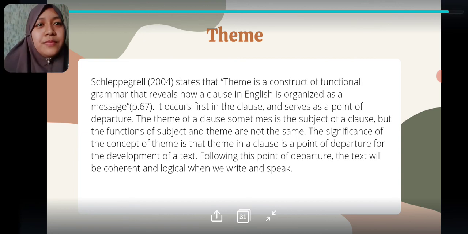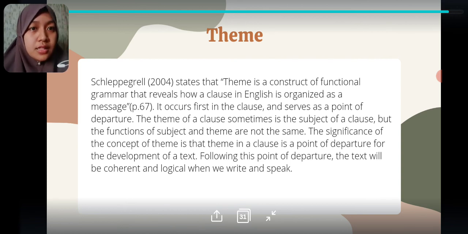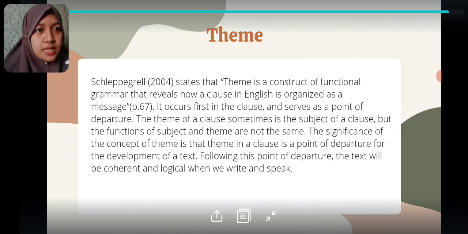You can see the name, I can say it, states that the theme is a construct of functional grammar that reveals how a clause in English is organized as a message. It occurs first in a clause and serves as a point of departure. The theme of a clause sometimes is the subject of a clause, but the functions of subject and theme are not the same. The significance of the concept of theme is that theme in a clause is a point of departure of the development of a text. Following this point of departure, the text will be coherent and logical when we read and speak.